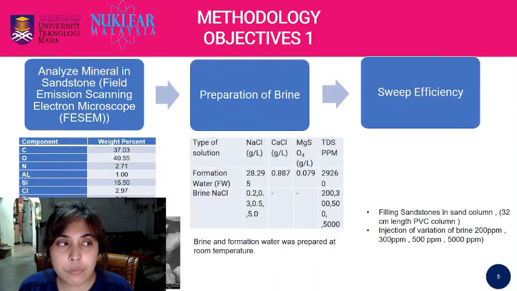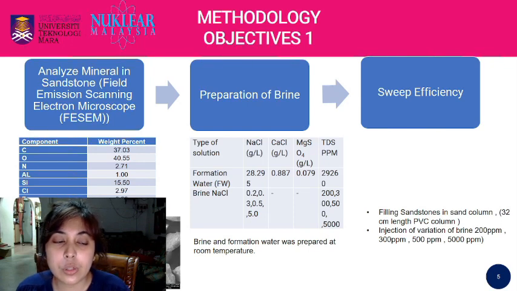For the methodology of objective 1, after we analyze with FESEM, we can see the components, which are carbon, oxygen, nitrogen, aluminium, silicon, chlorine, and pyrum. For the preparation of brine, we use formation water, which has sodium chloride, calcium chloride, and magnesium sulfate, and then the brine, which is sodium chloride. The brine and formation water were prepared at room temperature.